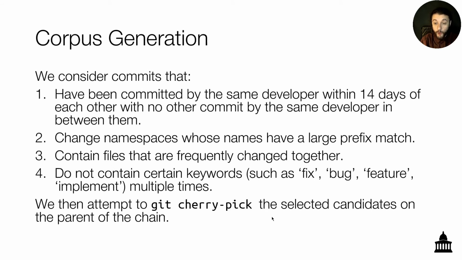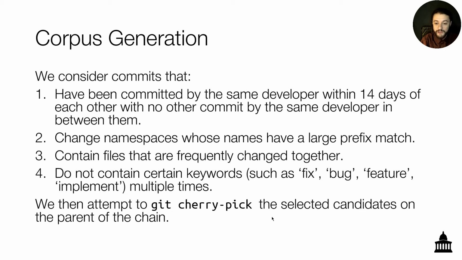To generate a corpus on which we know the ground truth, we borrow the methodology from Pârțachi et al. We first find candidate commits that we consider reasonable to tangle: contiguous commits under a per-developer projection that are within 14 days of each other, commits that touch files within the same namespace or with a high prefix match, and those that touch files that are often co-committed. In all cases, the commits must not have multiple keywords that indicate a concern, such as multiple uses of fix, bug, feature, implement.